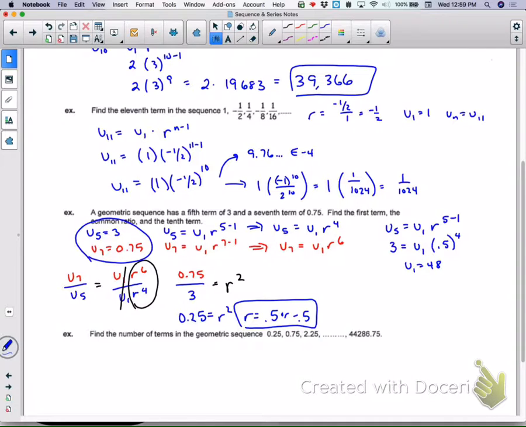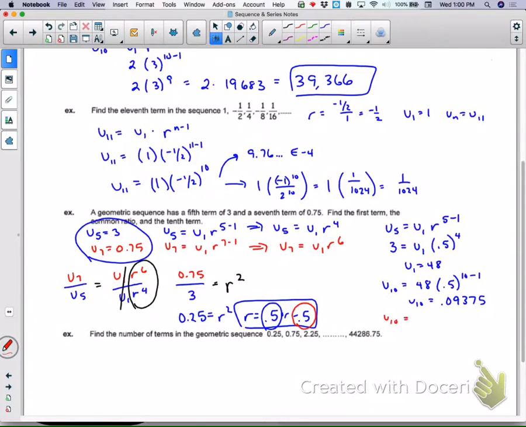Now, when I go to find the 10th term, though, I am going to have to worry about whether my r is positive or negative. So let's color code this, and we'll make this be the negative r value. Okay, and we'll do the positive r value in blue. So u sub 10 would be u sub 1 r to the 10 minus 1 power. So that turns out to be the 9th power. U sub 10 ends up being 0.09375. And that's exact. That's fine for you to give your answer like that.